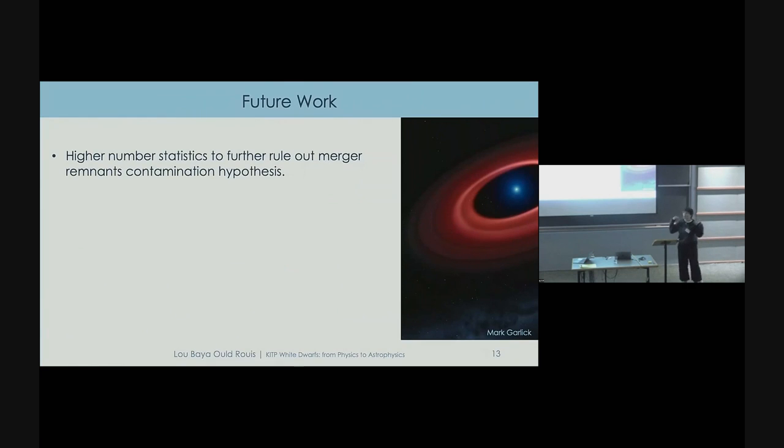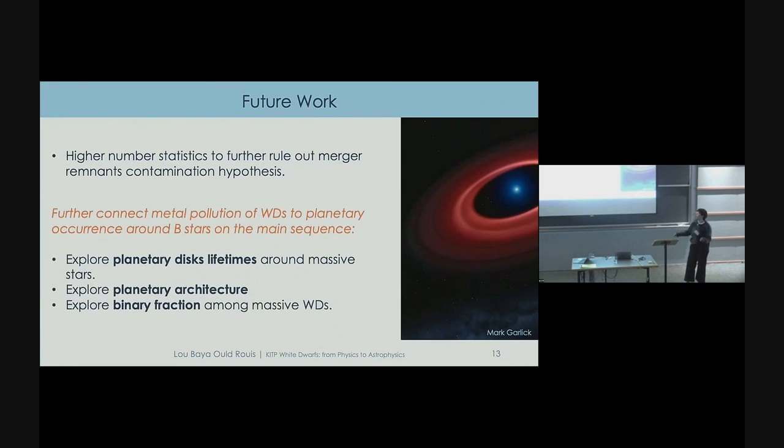Let's get even more massive white dwarfs to further rule out this possibility of merger remnant contamination being the cause for the lack of metal pollution. But we also should look at connecting metal pollution around white dwarfs to planetary occurrence rates around those B stars on the main sequence. Some clues for that would be to look at planetary disk lifetimes, or planetary architecture, or even binary fraction.